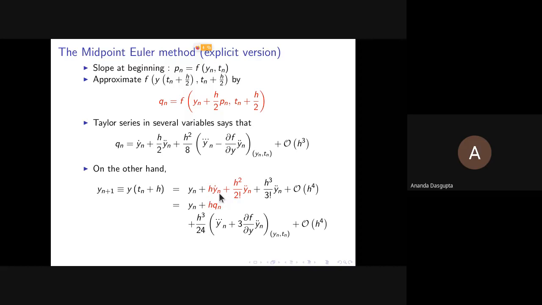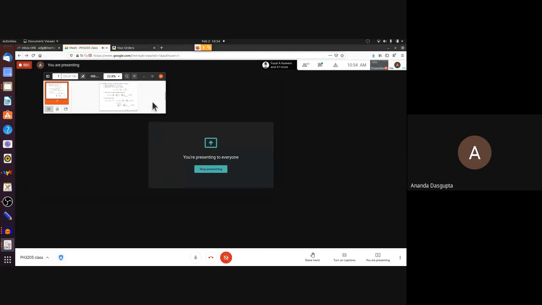It actually gets the first two correction terms in the Taylor series correctly, and only has an error of the order h cube. Of course, for some special functions, it might so happen that yn triple dot plus 3 del f del y yn double dot ends up being very small, but that's not the general situation. Any questions? Okay.